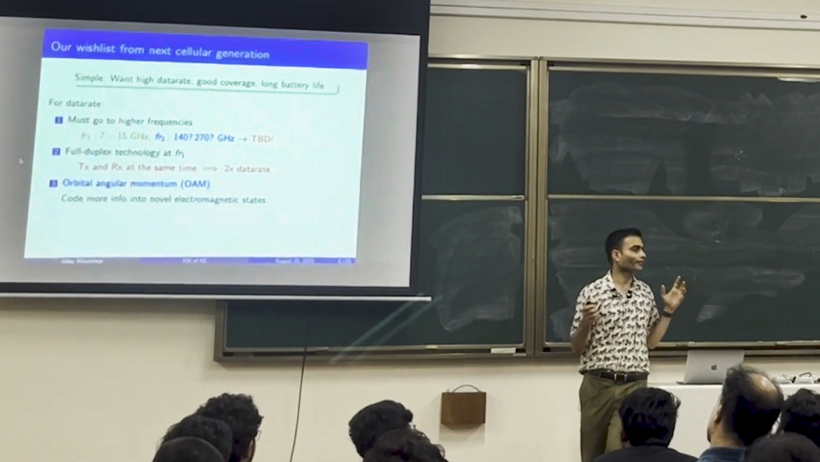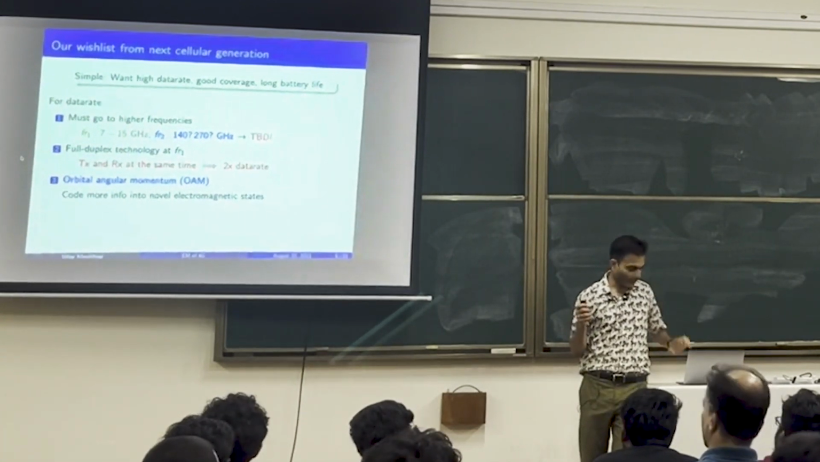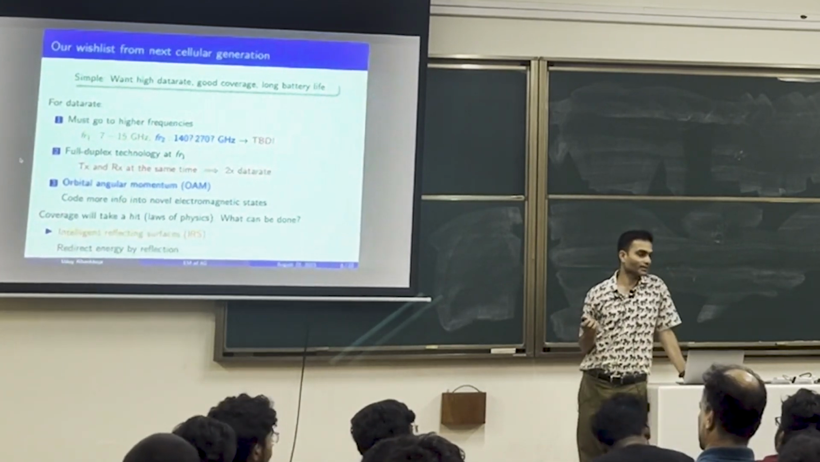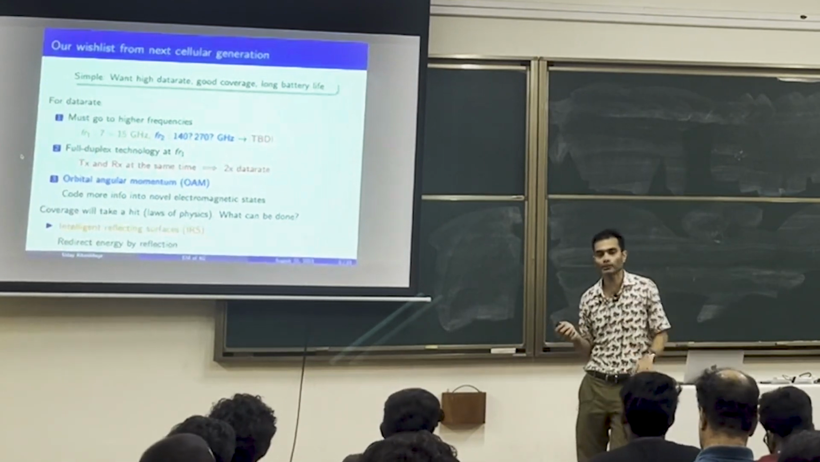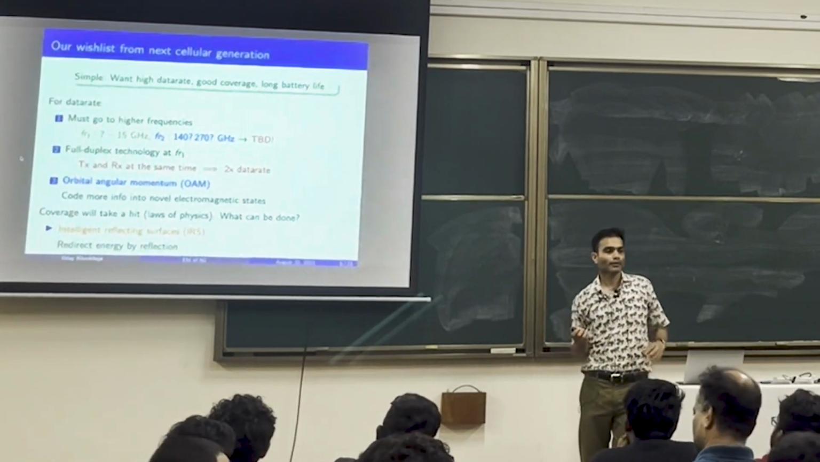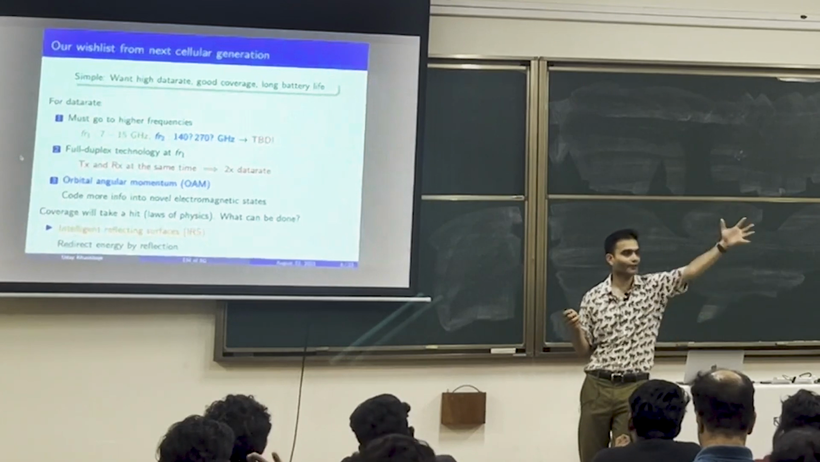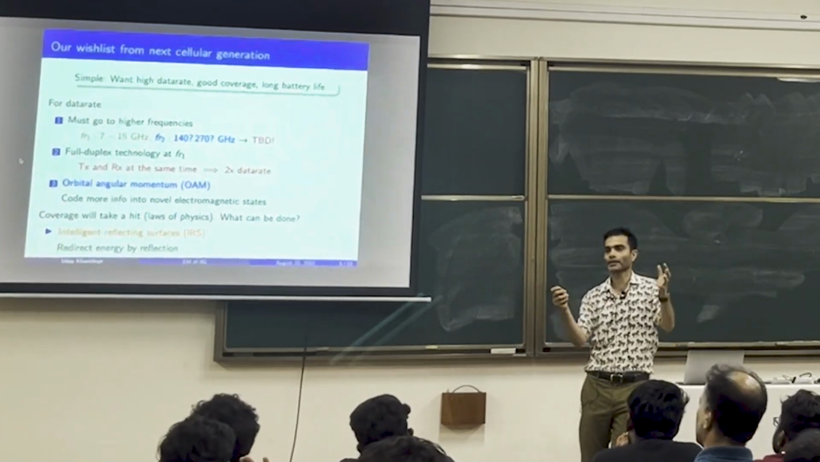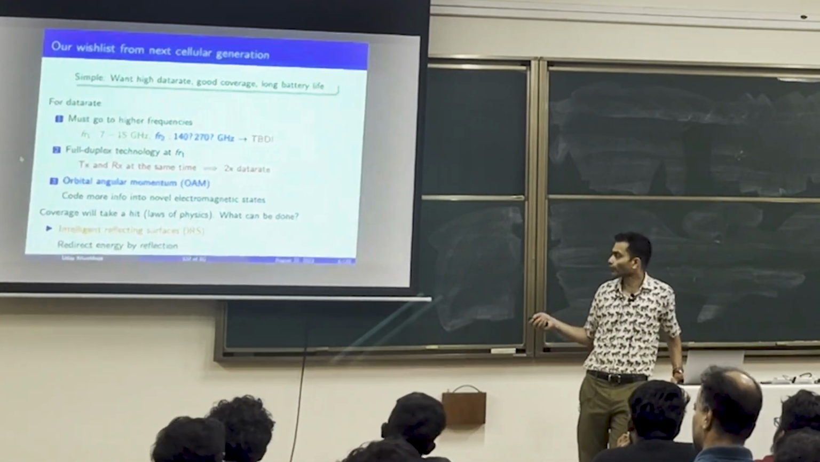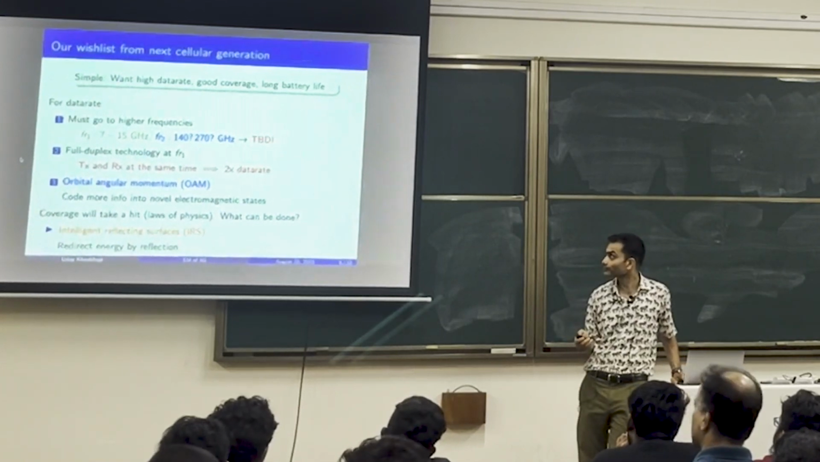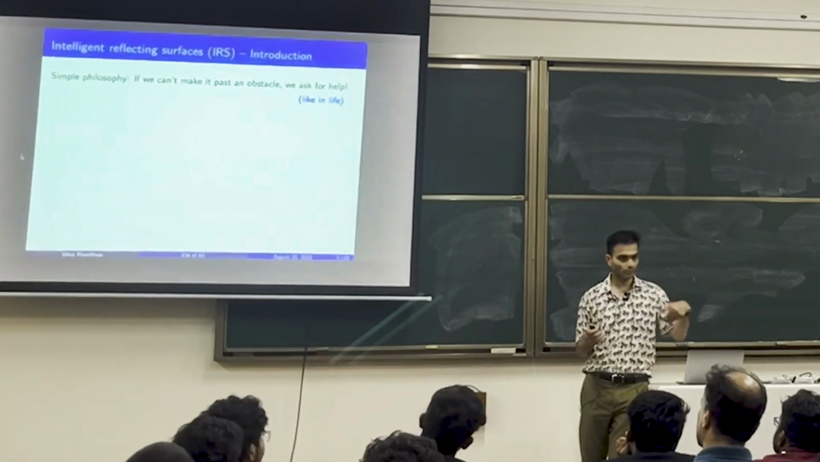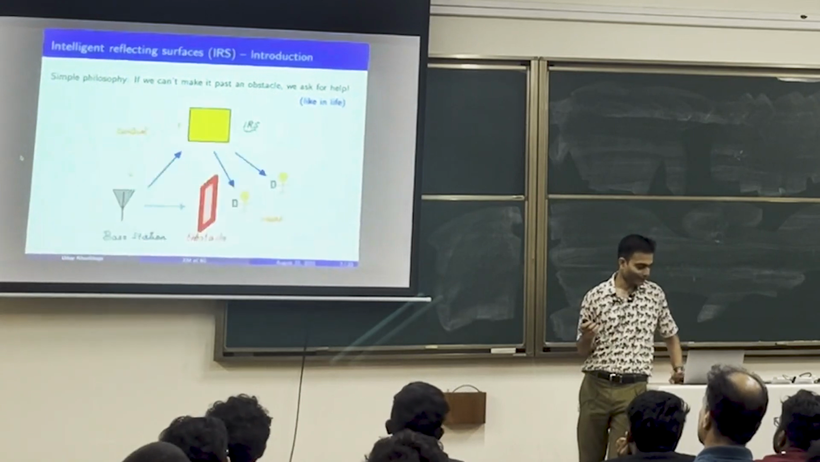What is the elephant in the room that we have not spoken about? Coverage, right? There is only one solution currently existing for improving coverage, which is called intelligent reflecting surfaces, or people call them reconfigurable intelligent surfaces. So what is the idea here? Because coverage is bad, I put smart reflectors in various places which can redirect the electromagnetic energy. That way I can get data rate and coverage using the second solution. So I'm going to talk now about this IRS. It's based on one very simple philosophy: if you cannot go past an obstacle, go around it. That's the basic idea. So here is an illustration.